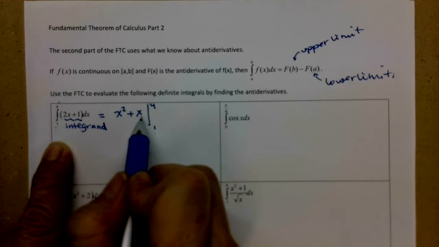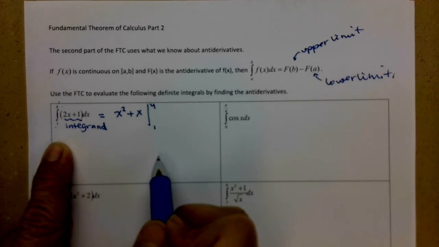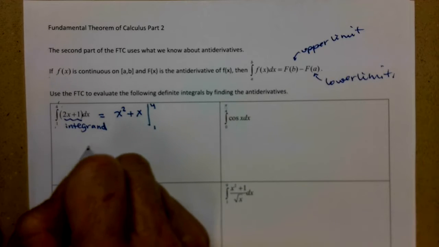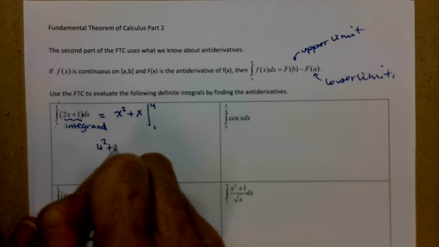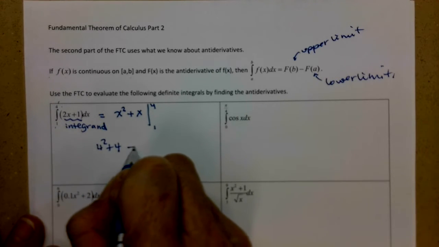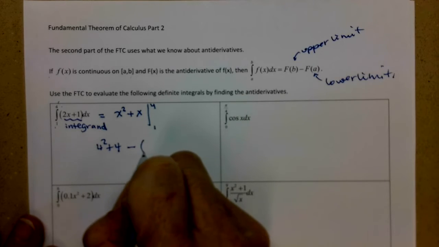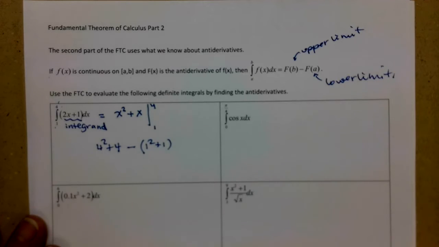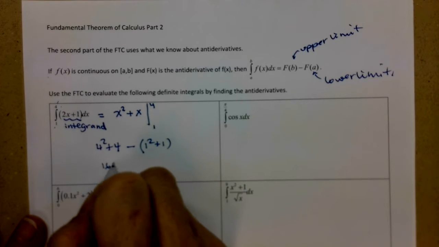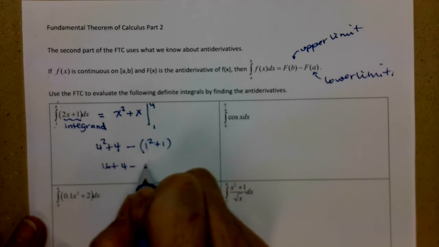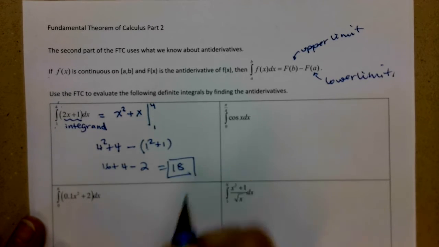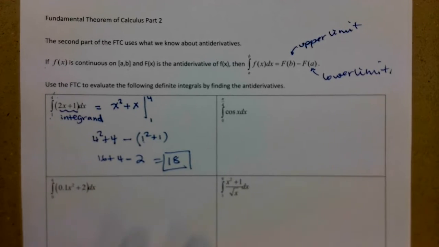Okay, so here's our capital F of x, and now we're evaluating at those two limits. So we do the top, so we plug the 4 into both x's. So I'm going to get 4 squared plus 4, and then minus, now it's two things, so I'm going to put some parentheses so I'm careful, and then 1 squared plus 1. Okay, so what do we get? 16 plus 4 minus 2, that looks like 18. Cool, let's do the next one.